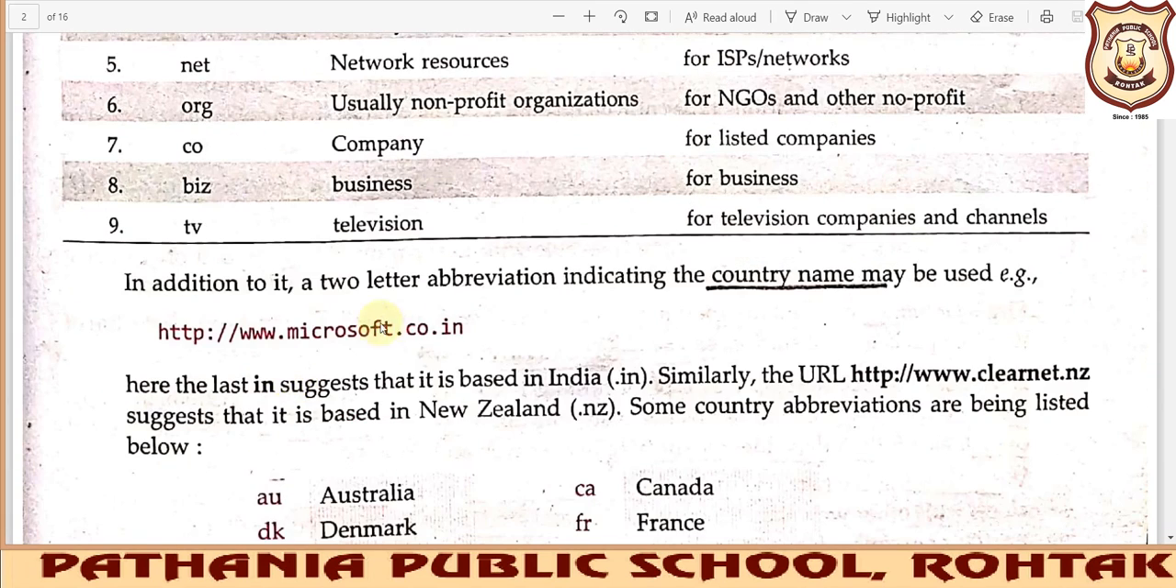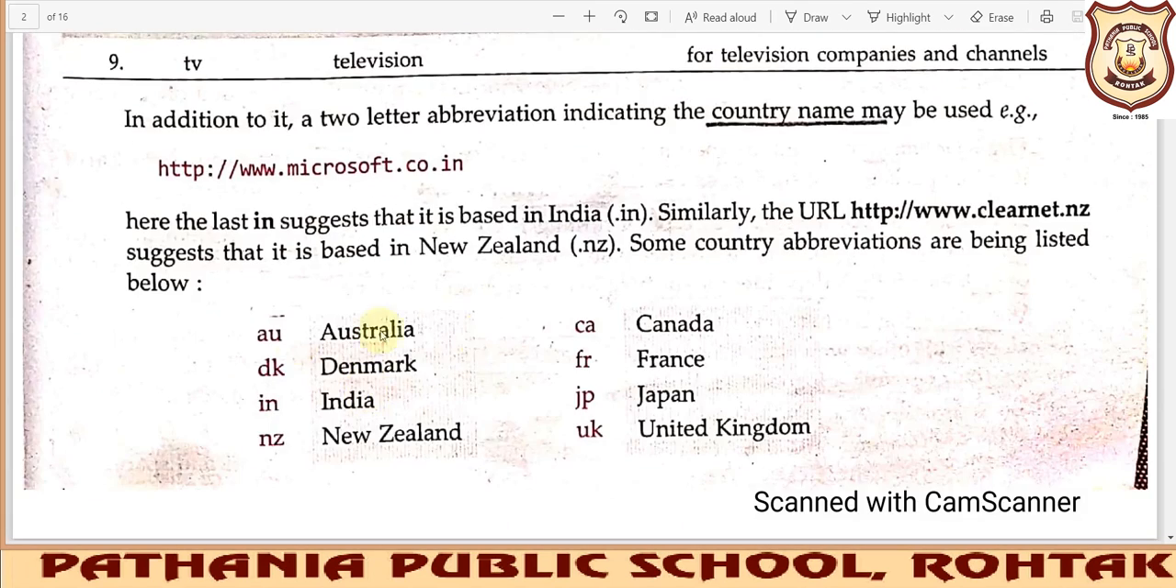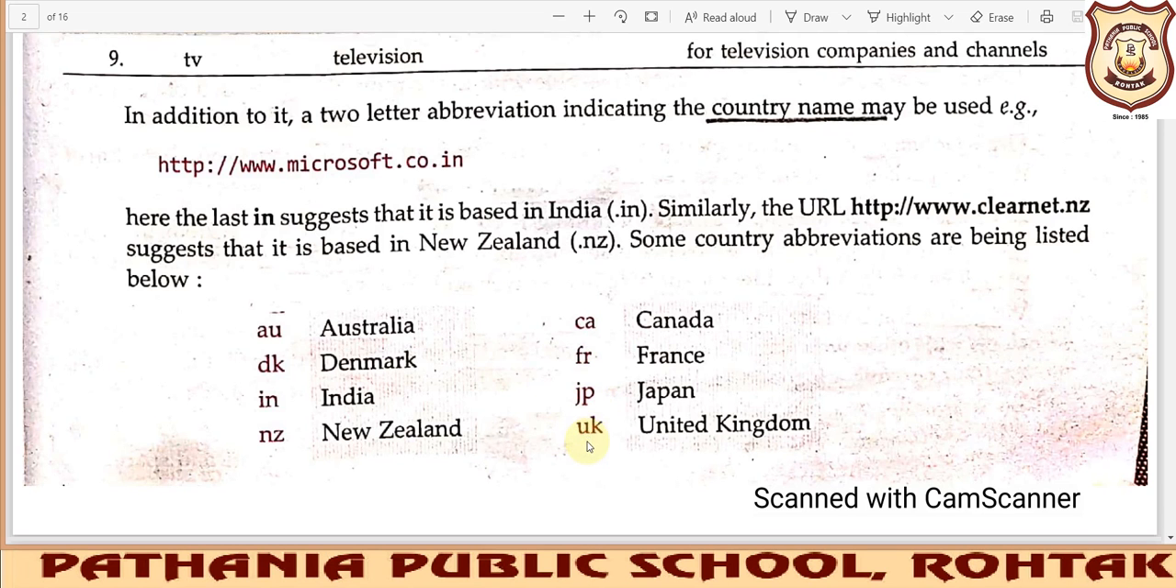So for different countries also we are using different domain IDs. Here they are telling you for different countries, like for Australia we'll be using .au, .dk is for Denmark, .in is for India, .nz is for New Zealand, .ca is for Canada, .fr is for France, .jp is for Japan, .uk is for United Kingdom.